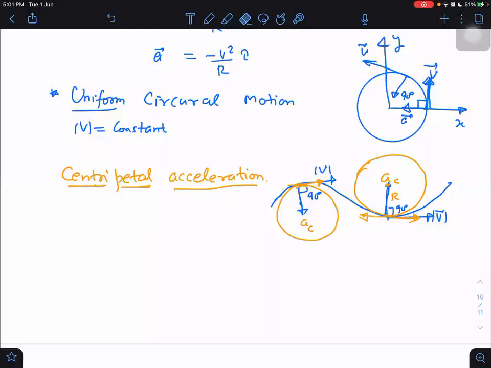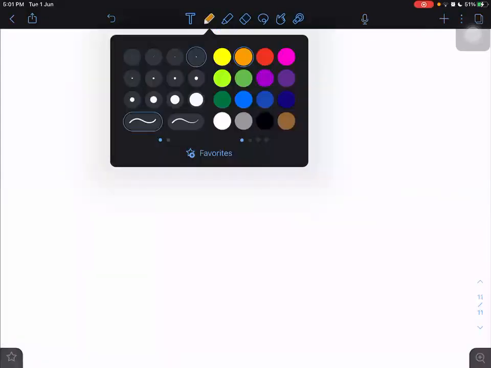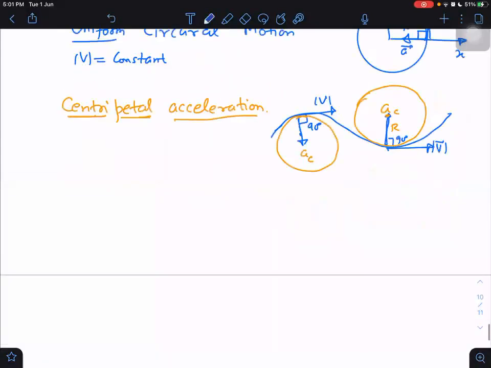And wait a second, let me just remove this. These I just had shown for demonstration only. Okay. Right. Let us go back to our example here.